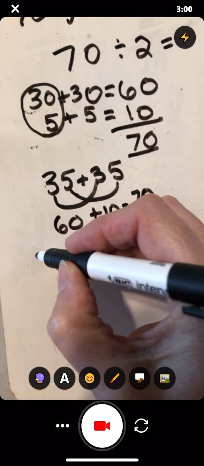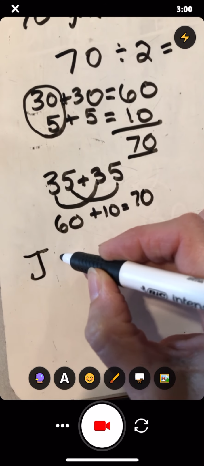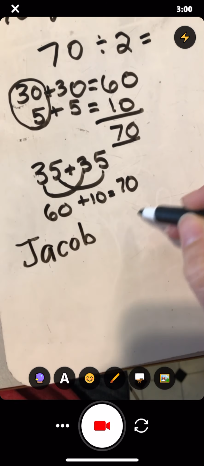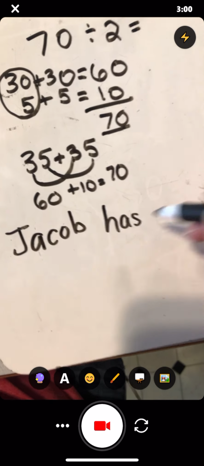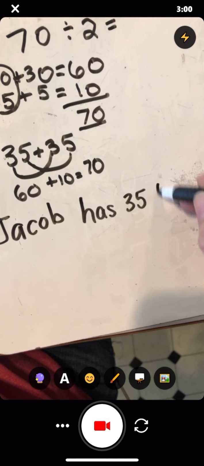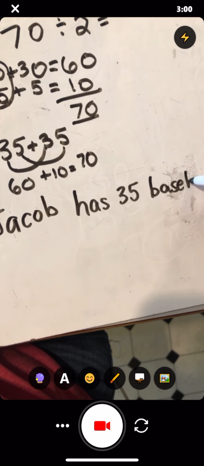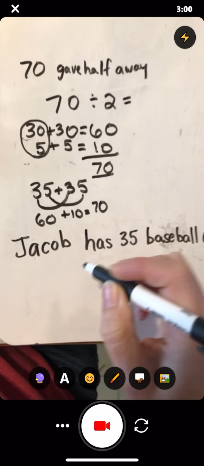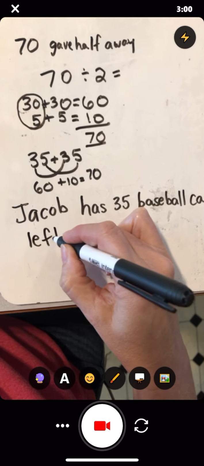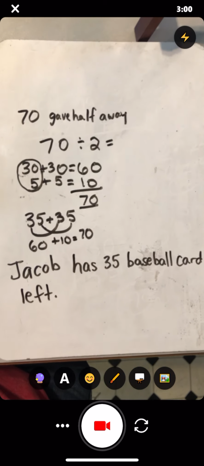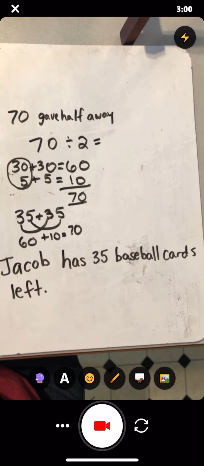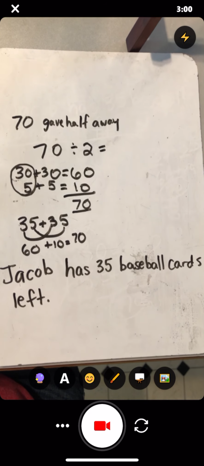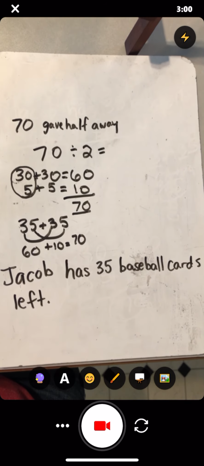So you would then finalize your answer by writing it in a complete sentence. Jacob has 35 baseball cards left. And then you want to make sure that the whole board is in the video, your work, and your complete sentence before you end it to submit.